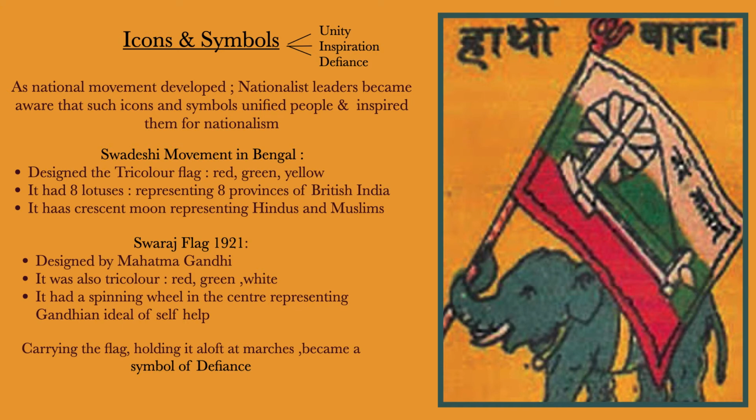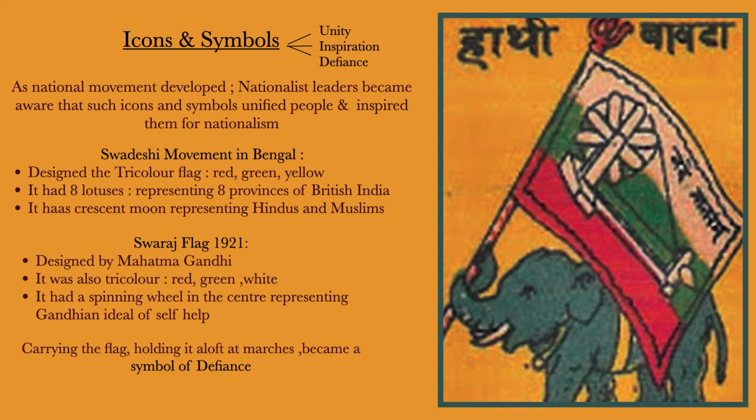Icons and symbols. They brought about unity, gave us inspiration, and symbolized defiance. As the nationalist movement developed, nationalist leaders became aware and realized that these icons unified people and were essential for inculcating nationalism. One such movement was the Swadeshi movement in Bengal. In it was the design of a tricolor flag which consisted of red, green, and yellow colors. The flag had 8 lotuses representing 8 provinces of British India. It had a crescent moon representing the relation between Hindus and Muslims.